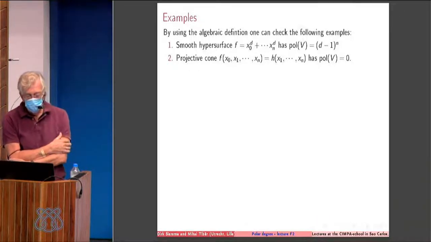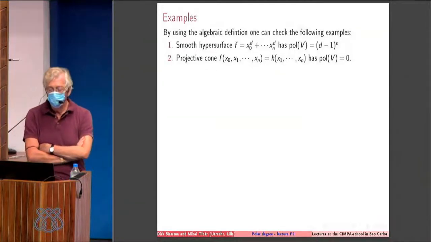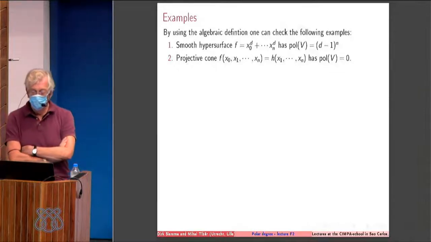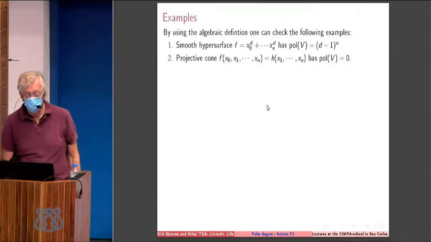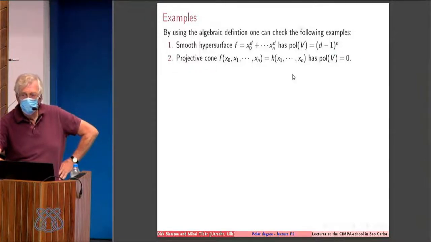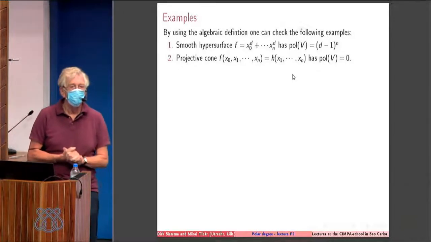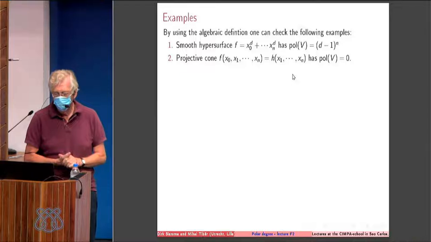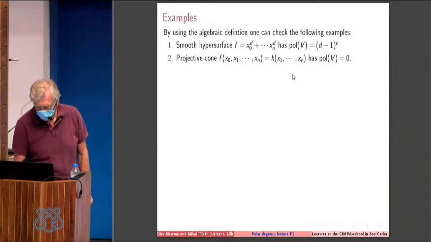Then the other is what people call the projective cone. So these are defined by functions of one variable less, so x0 is not in the equation. And you have to think about that it can really be called a cone. But now we focus on the fact of the polar degree. Okay, how to do it? The definition is: look at the gradient map, take a generic value and count the number of counter images.